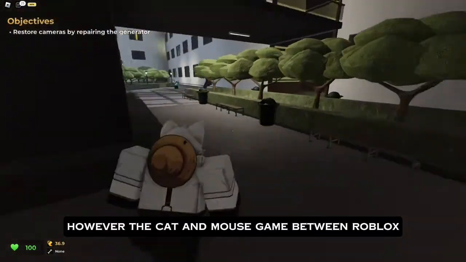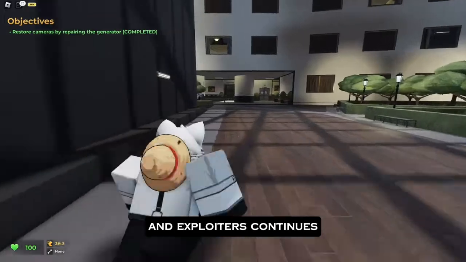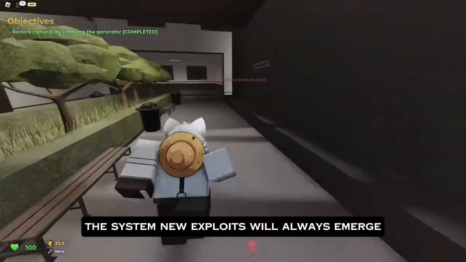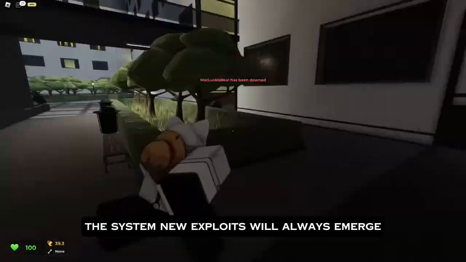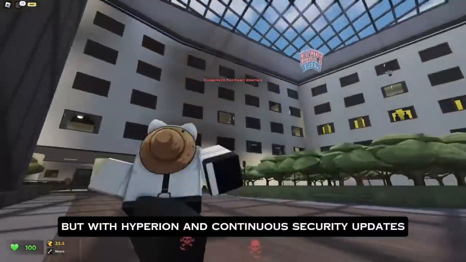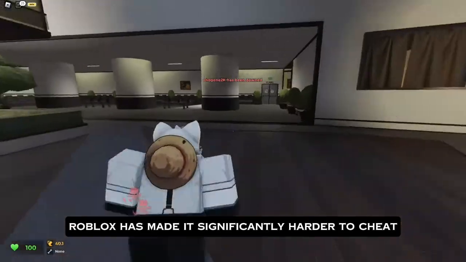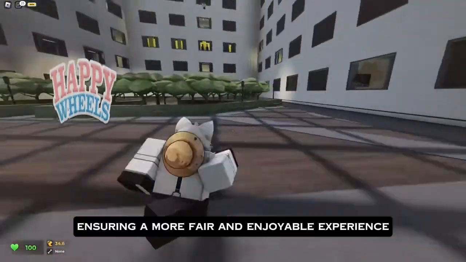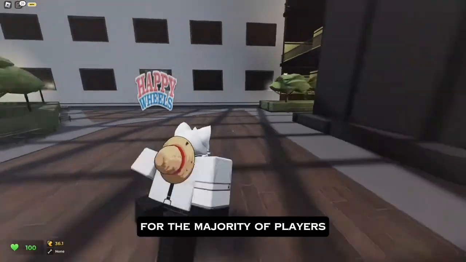However, the cat-and-mouse game between Roblox and exploiters continues. As long as there are people determined to break the system, new exploits will always emerge. But with Hyperion and continuous security updates, Roblox has made it significantly harder to cheat, ensuring a more fair and enjoyable experience for the majority of players.